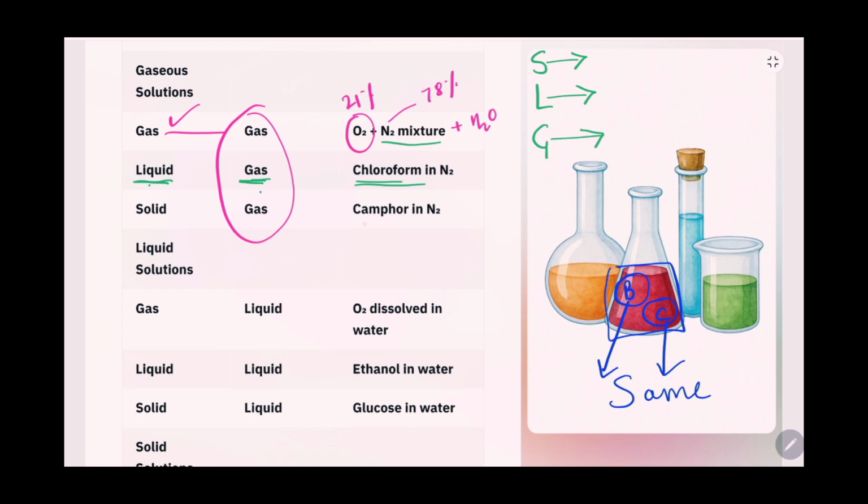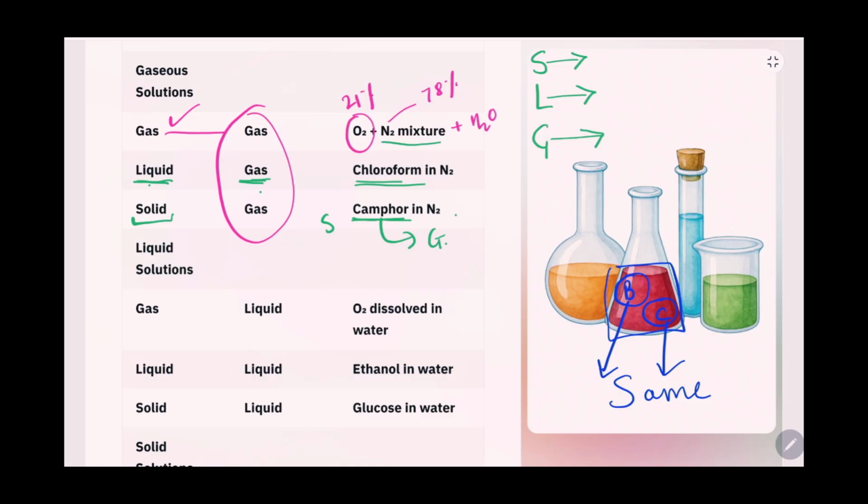Similarly, when you burn camphor, or you don't even have to burn it, you just keep it, it will automatically change from solid state to the gaseous state, and that gas will actually get uniformly distributed in the air. So that will also become a gaseous solution.